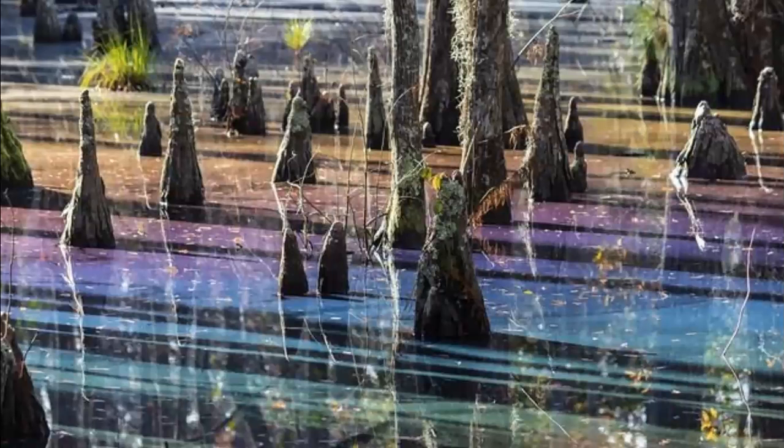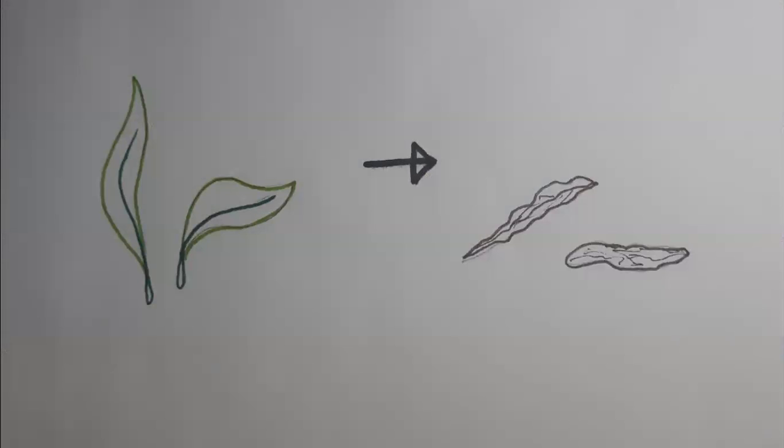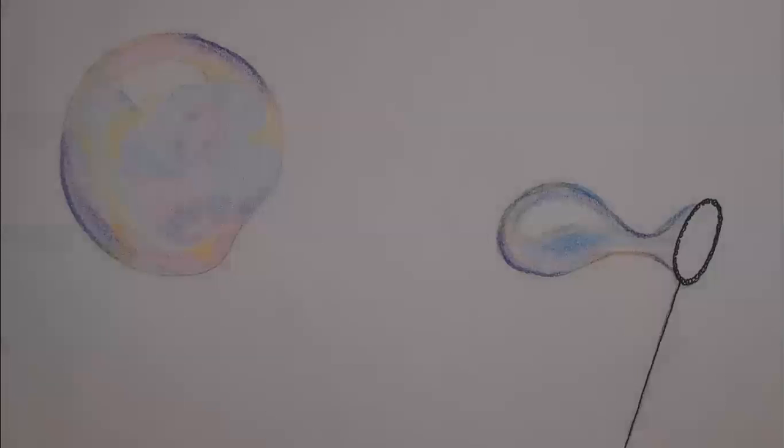Wow, why is that water rainbow colored? As the vegetation in the swamp breaks down, it releases natural oils that form a thin layer over top of the water. When light hits them at the right angles, it produces this iridescent effect, which looks like a bubble.